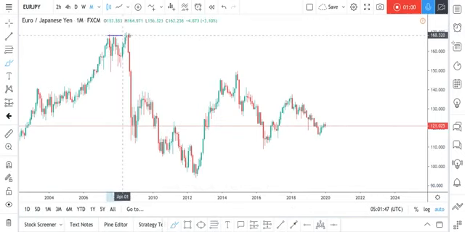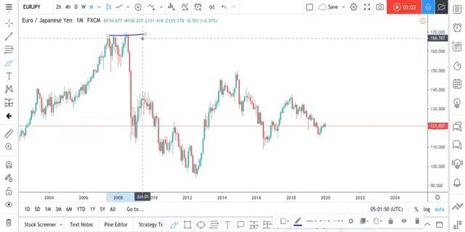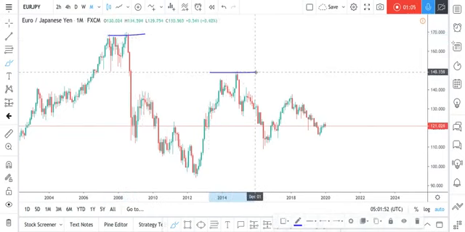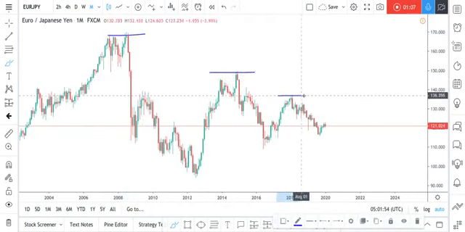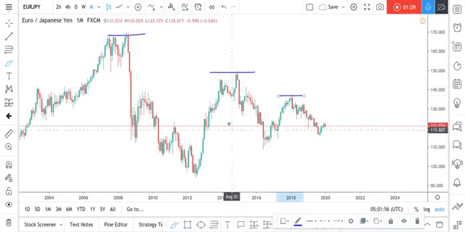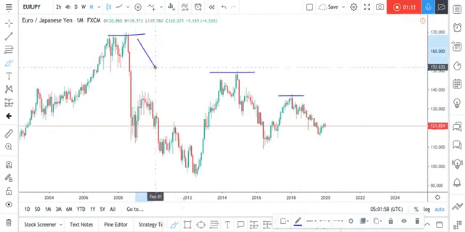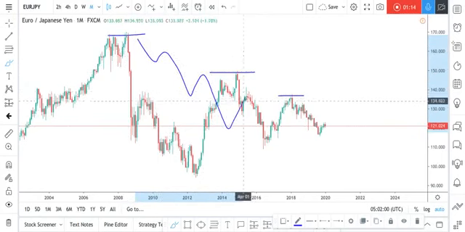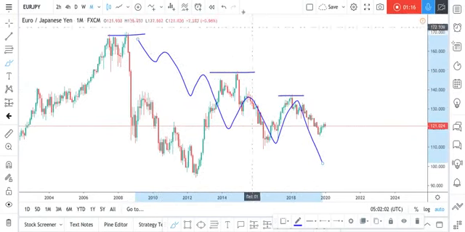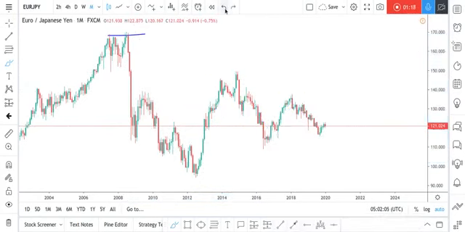Euro Japanese yen, we have this double top over here, this high over here, followed by a lower high, followed by another lower high. So what is the market trying to tell us? Basically the market is starting to go down in steps, and what we can expect is the market is bearish from a monthly view.